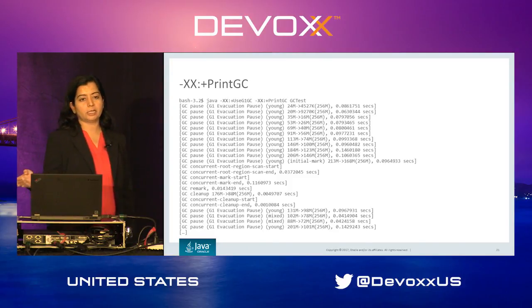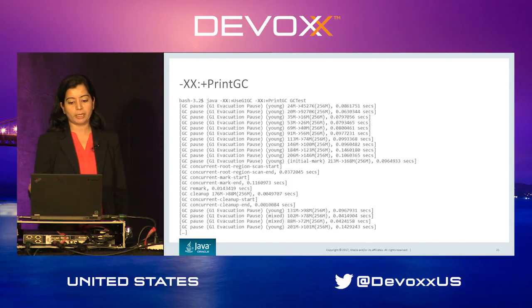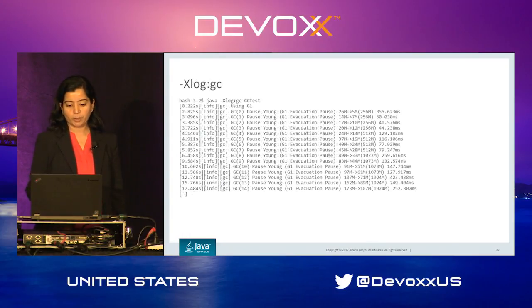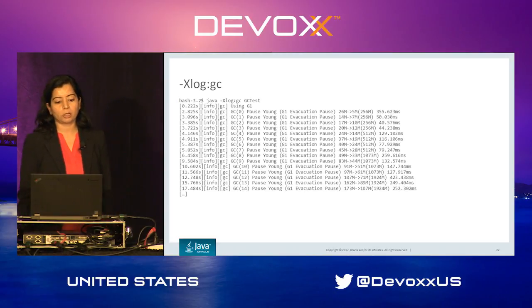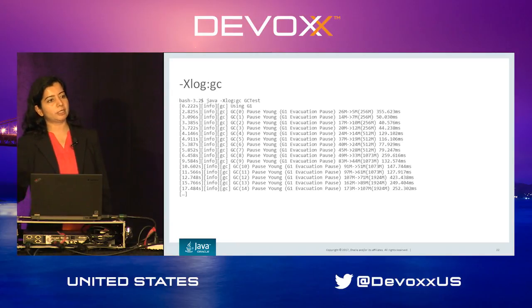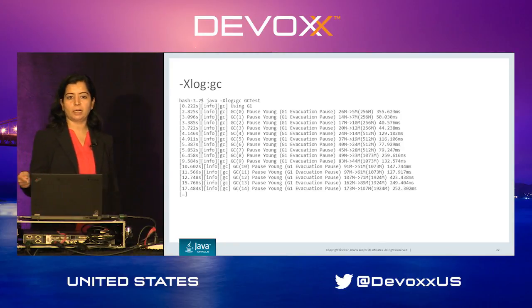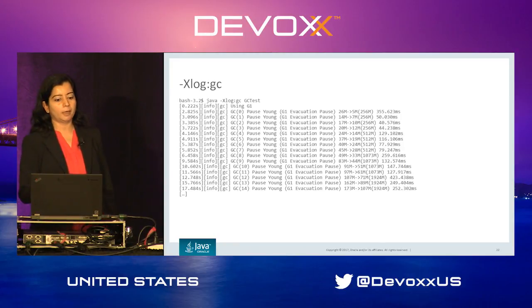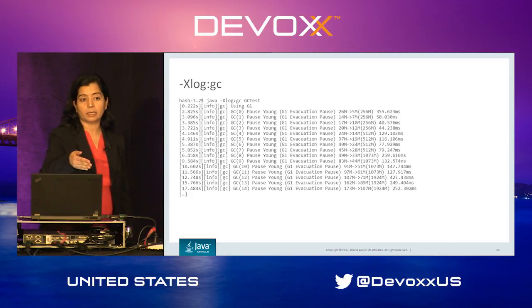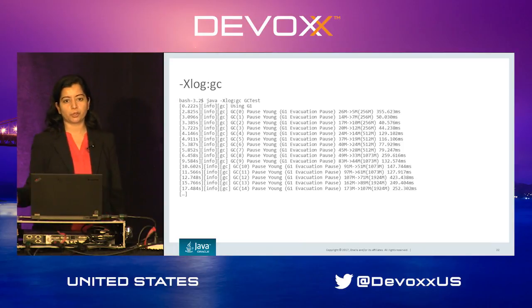So here we can see this is the usual output with the PrintGC option. To get the equivalent information with the new logging framework in Java 9, we would be using -Xlog:gc. So if you are using PrintGC, it will be replaced with -Xlog:gc. It gives the same level of information, and the additional information comes from the framework: these are the tags and this is the time at which this event occurred.